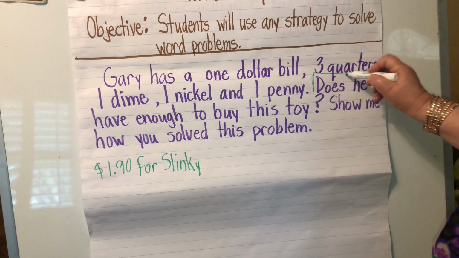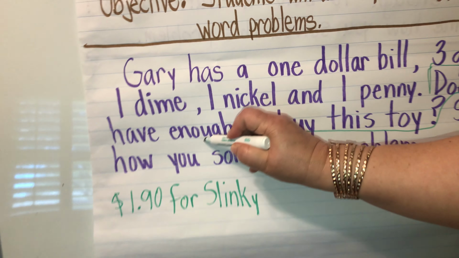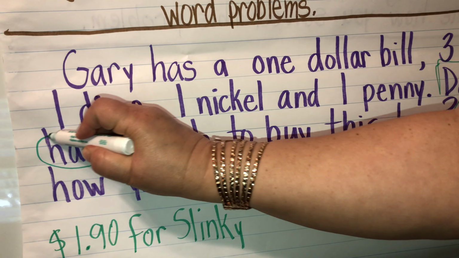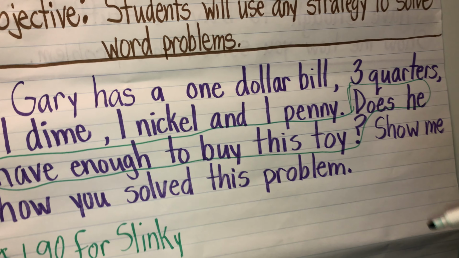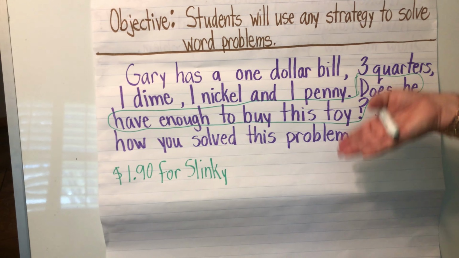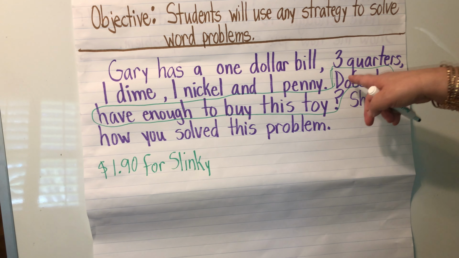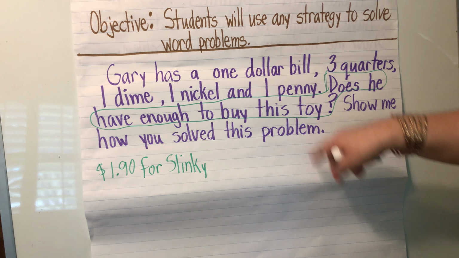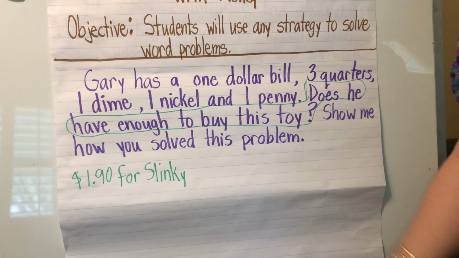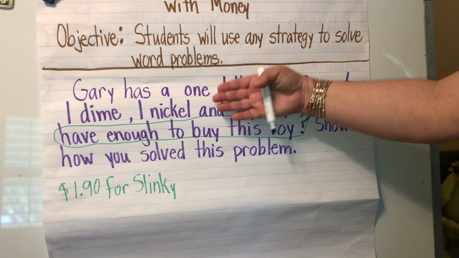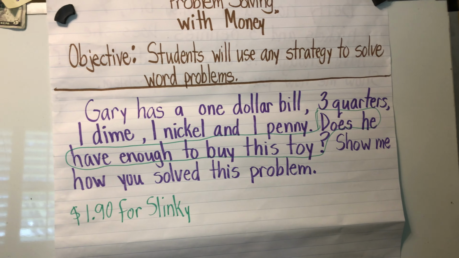So I am going to circle the question, so I don't forget what exactly I'm trying to do here by solving this problem. This is what I'm trying to figure out. I'm trying to figure out, does Gary have enough money to buy this toy? And we know that the toy is the Slinky, and it costs $1.90. So let's go back and see how much money Gary actually has.